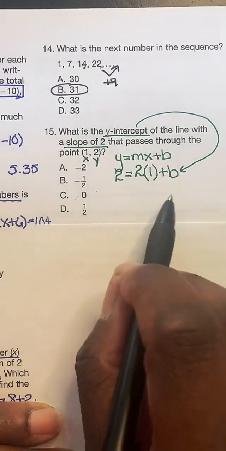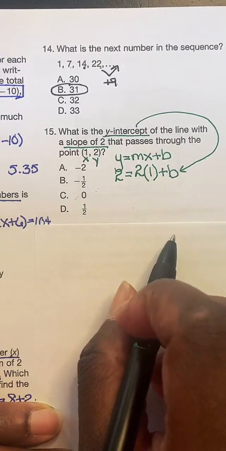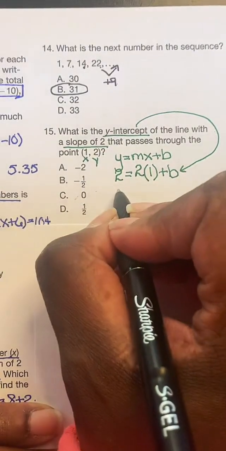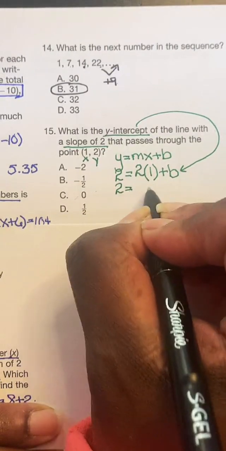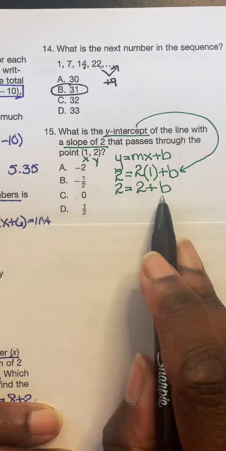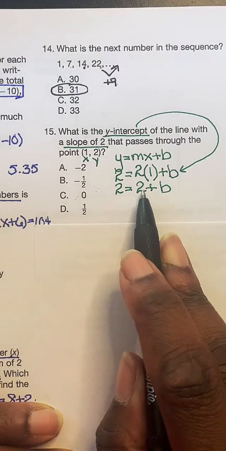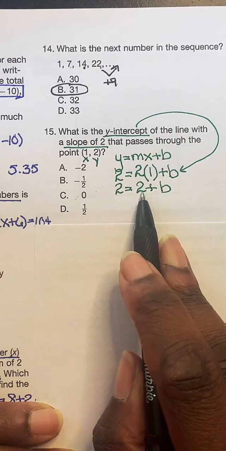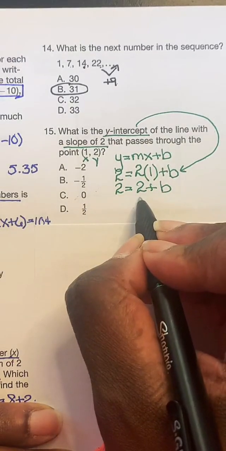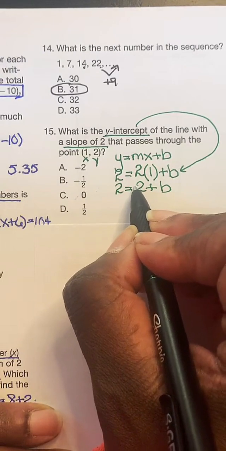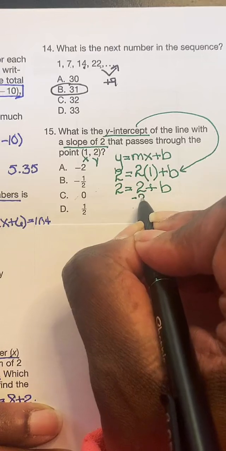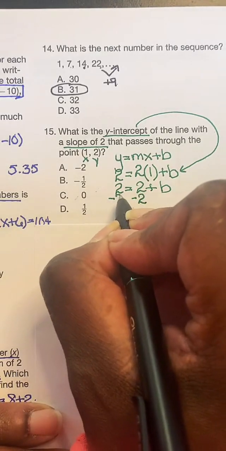Okay? So now we're trying to solve this equation for b. First, let's deal with the multiplication. So we have 2 times 1, that gives me 2. So 2 equals 2 plus b. So I want to get b by itself. That means this 2 right here needs to go. And the only way it can go to the other side of the equal sign is do the opposite of what I see. I don't see a sign here, so that means this is a positive 2. The opposite of positive, or its inverse, is negative, or minus 2.